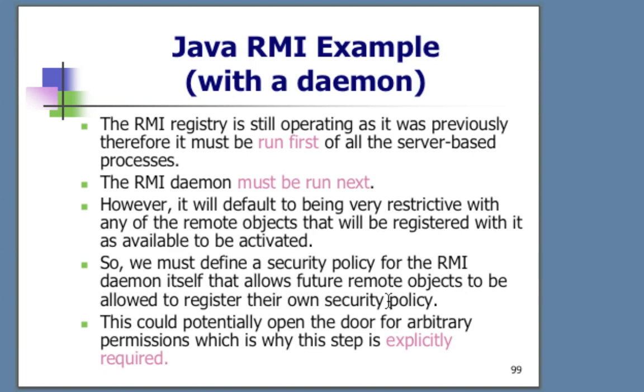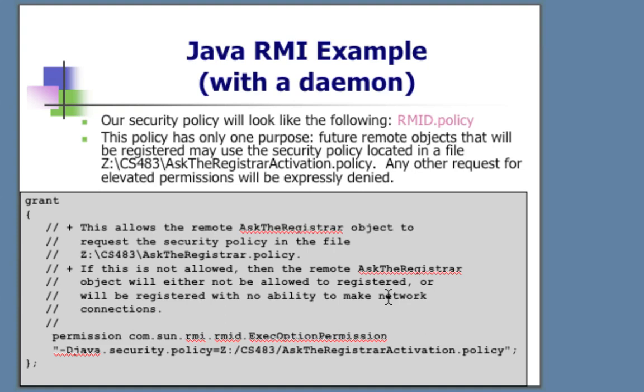This could potentially open the door for arbitrary permissions, which is why this step is explicitly required, so that we don't open up the door to unrequested object invocations. So we have the security policy bottom line to make sure that only the requested objects are served up, and only the particular pieces that are available are actually available. Our security policy would look like this. It's the RMID policy. When you run RMID, it looks for this particular text file in the same location, loads it up, and sets the policy that's available.